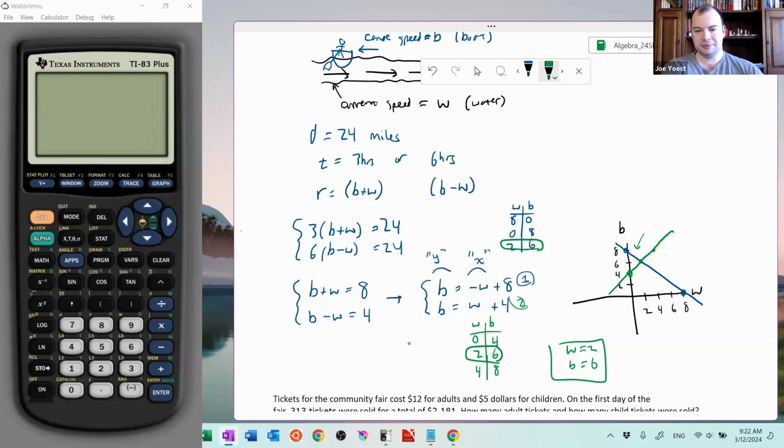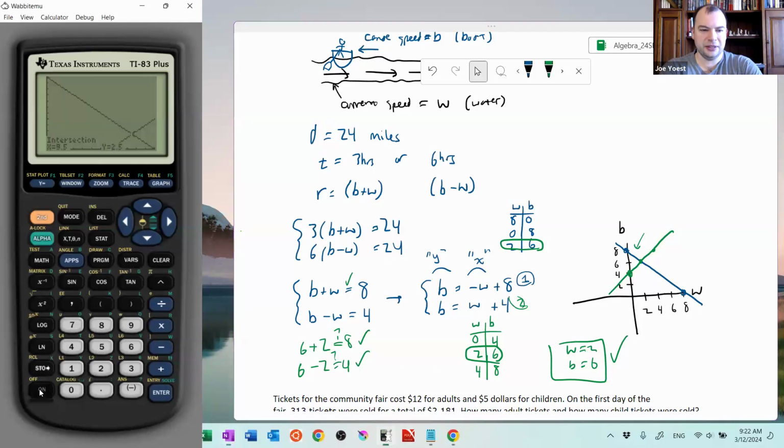We would plug back in: is 6 plus 2 equal 8? That's correct. Satisfies the first equation. Is it true that 6 minus 2 equals 4? That's also correct. So I'm happy with this solution.